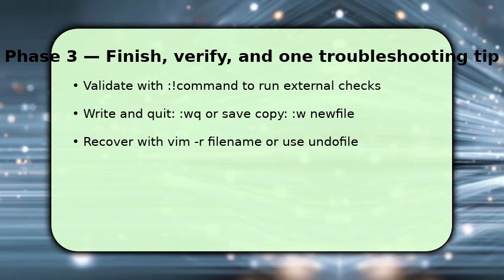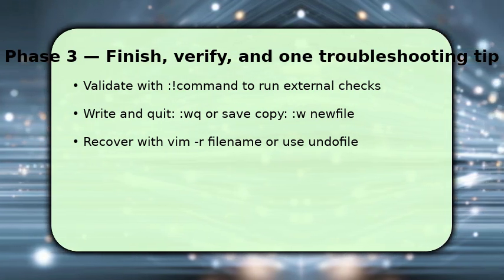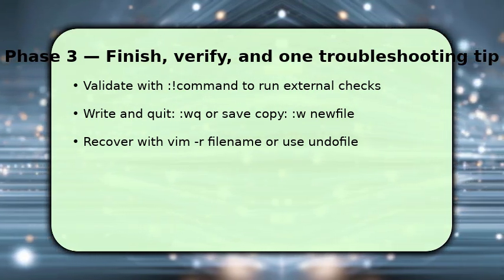One troubleshooting tip: if a global substitution wrecks data, immediately use U repeatedly to step back and inspect each reversal.